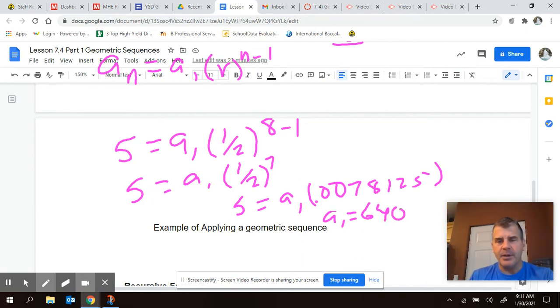You can test this by using that common ratio of 1/2. What I mean by you can test it is you can either use the formula to calculate it, or you can just do the sequence. You know it's going 640 and then it's cutting in half, 320, 160, 80. Is that going to lead us into that eighth term being 5?